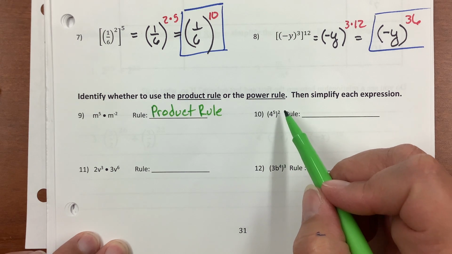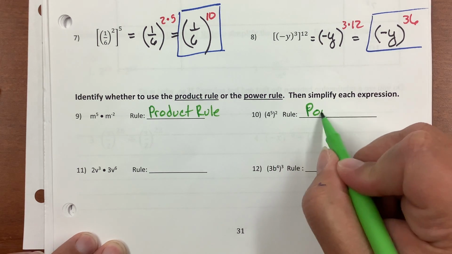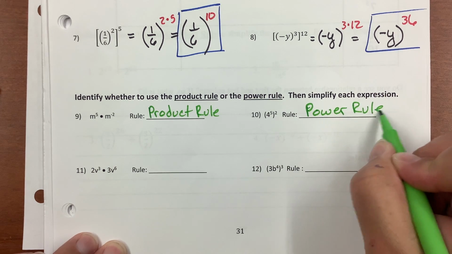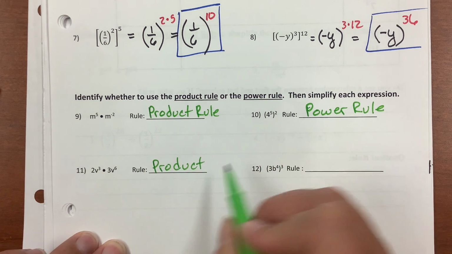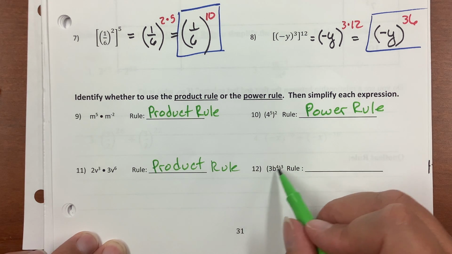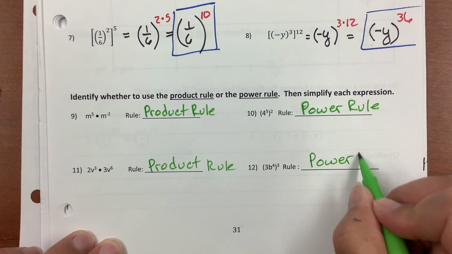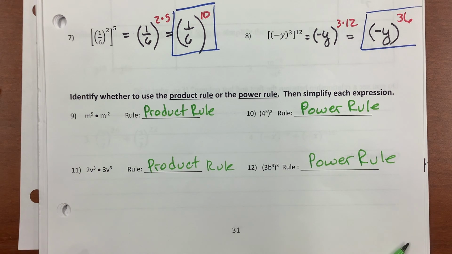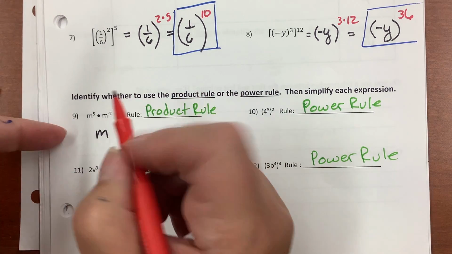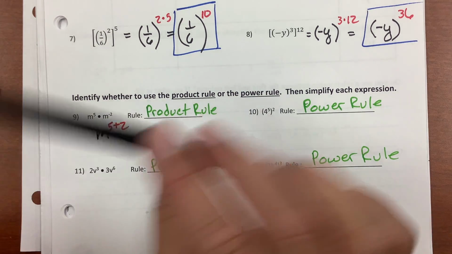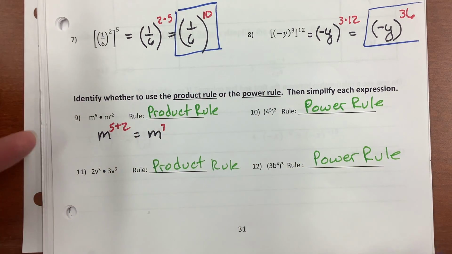This has two exponents. It has a 5 and a 2. So when there's two exponents like that, that's the power rule. Oh, big dot of multiplication, product rule. And parentheses, exponent inside, exponent outside, power rule. So I keep the base and add the exponents for the product rule. m, 5 plus 2. And I get m to the 7th power. And put a little box around that.